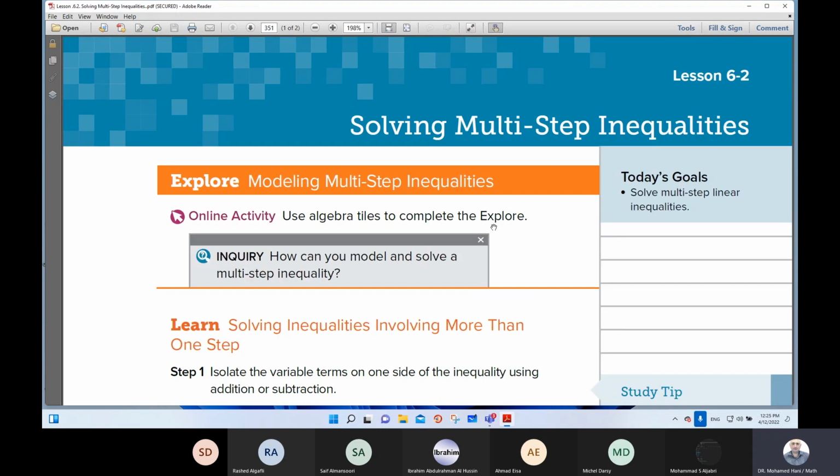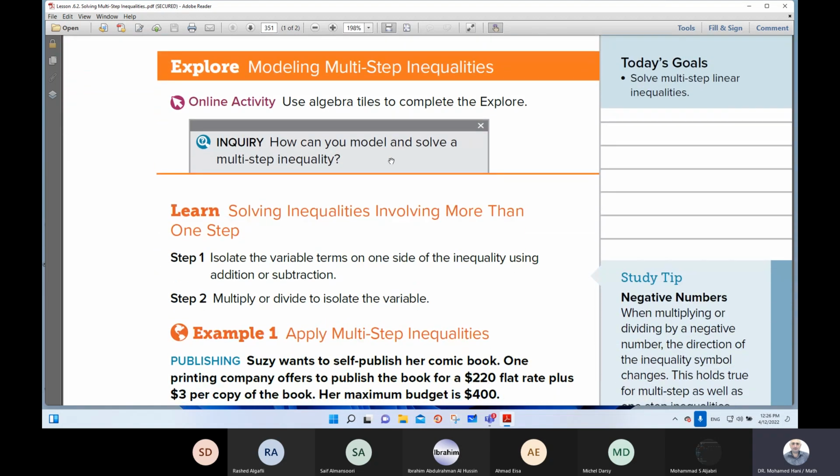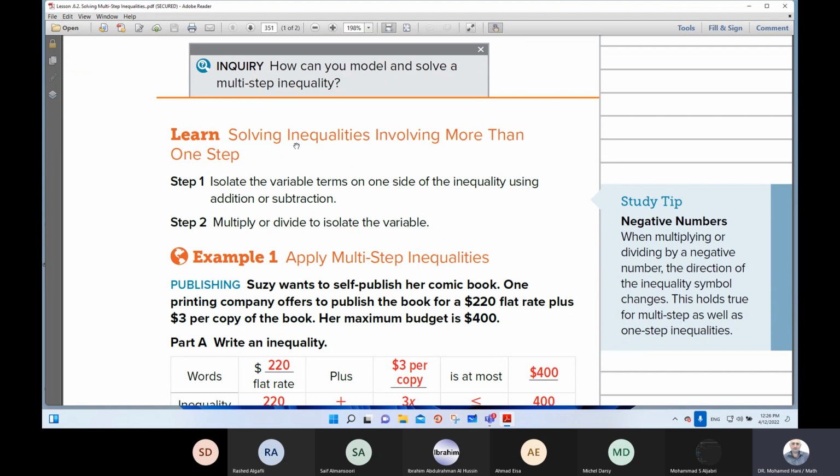The second lesson, 6.2, module 6 lesson 2, solving multi-step inequalities. The first idea in this lesson, we want to learn solving inequalities involving more than one step. In the previous lesson, we solved the inequality using one step. If we use more than one step, the name of this method is multi-step.